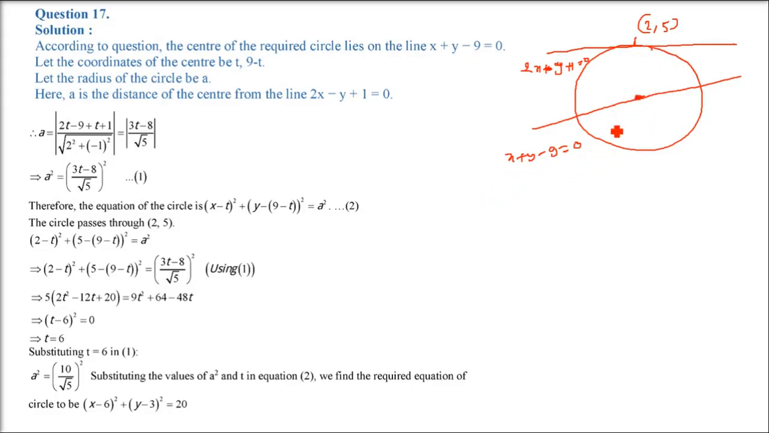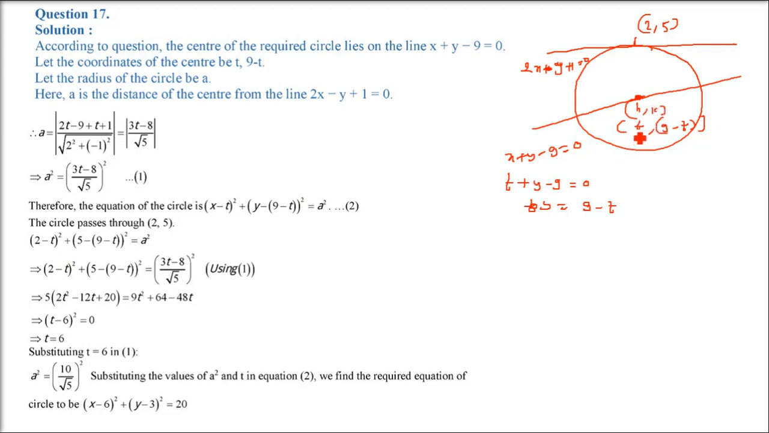Let us write this center in a certain form. If I say that my center h, k, h is t, you can take any other alphabet, but if I take h as t, then what will be y? t plus y minus 9 equals 0, so y will be 9 minus t. So if I take x as t, y can be taken as 9 minus t, or you can take any other variable, alphabet.